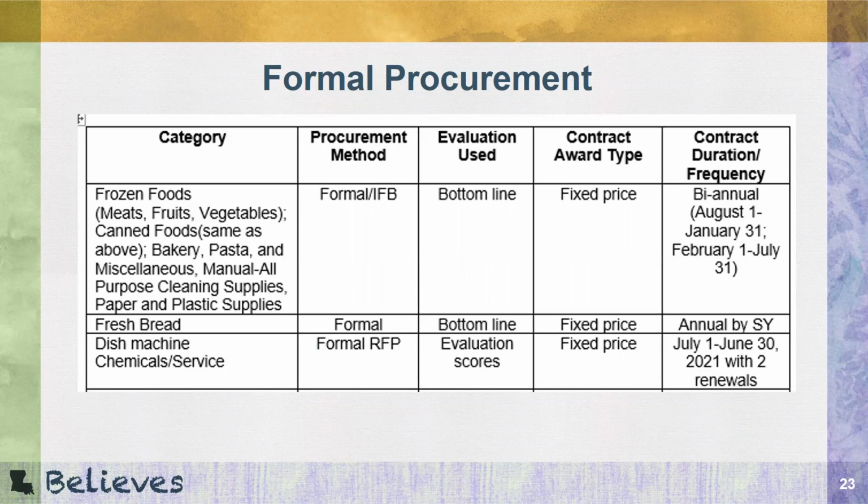For dish machines, they plan to use a formal RFP because service is involved, and they want to make sure that they evaluate other things besides just price. And then we have bread, and they're going to do a formal bid for that. They're going to do bottom line pricing, and it's going to be a fixed price.